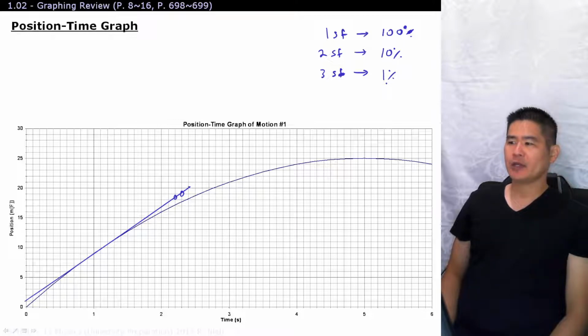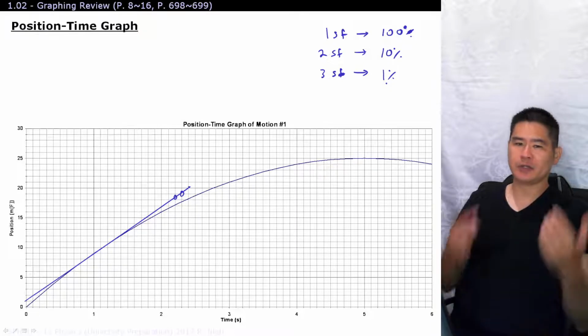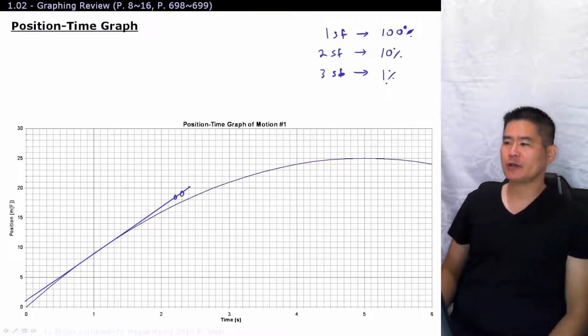1% error, as human beings, we won't notice that difference. Instrumentally, we can see the difference, but from our perception, we're not going to notice 1% error. So 3 sig fig in our calculations is a good place to start.